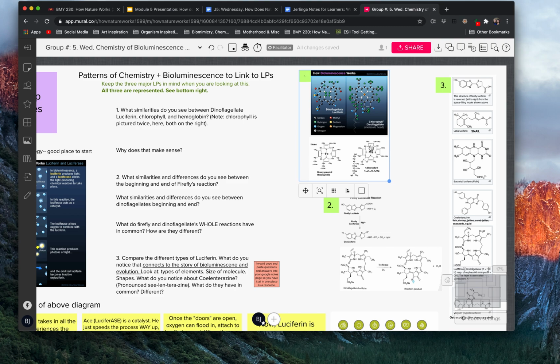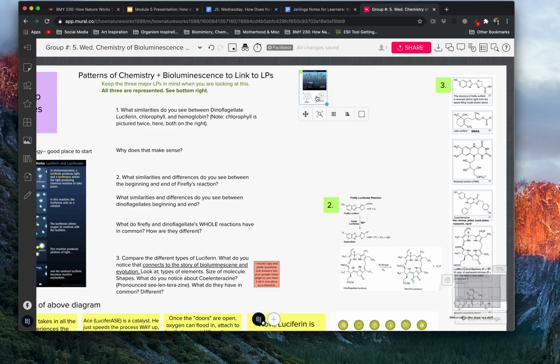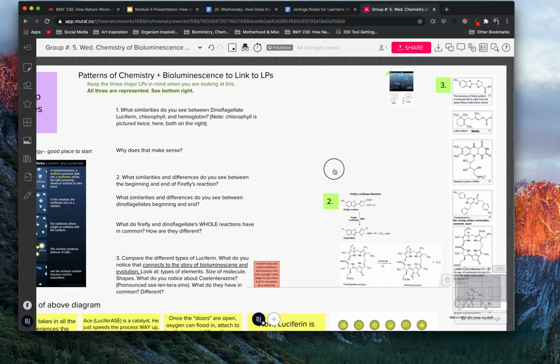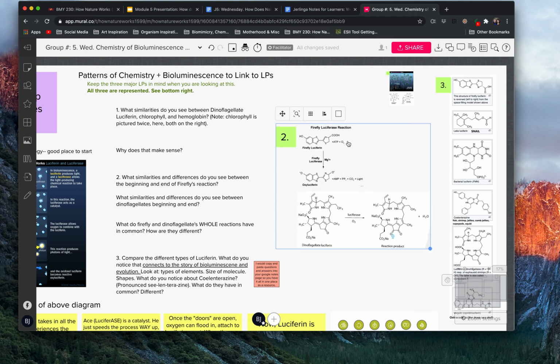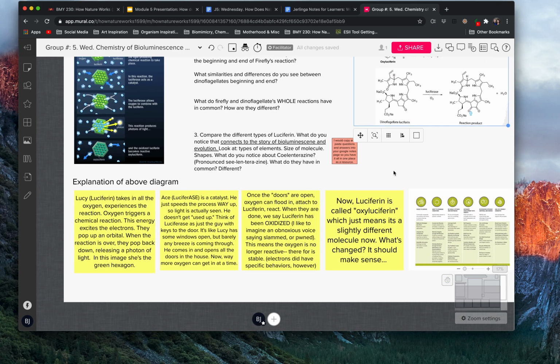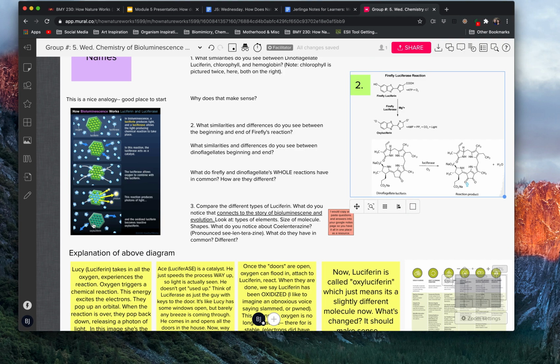When I look at number two, I'm asking you to do less of a direct molecular comparison, and I'm asking you to compare the reactants versus the products. So first, I'm looking at the firefly luciferin before the reaction, when I get that enzyme, the catalyst protein, and then at the end. So when I look at this actual molecule and this actual molecule, and I think down to the story of what's happening with Lucy and Ace, or I look at this visual over here that sort of nicely shows an analogy of what's actually happening here.